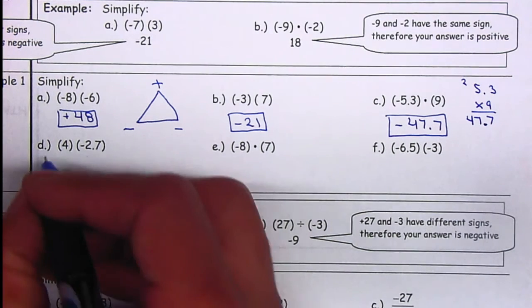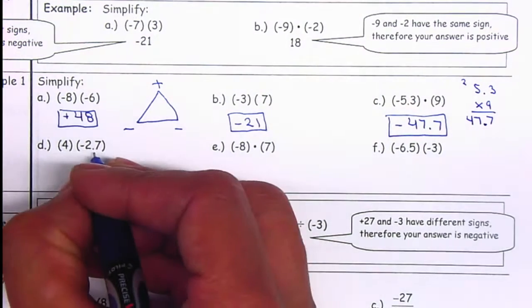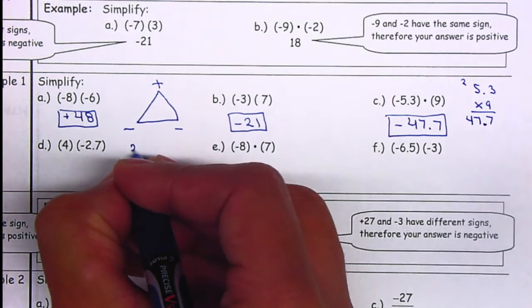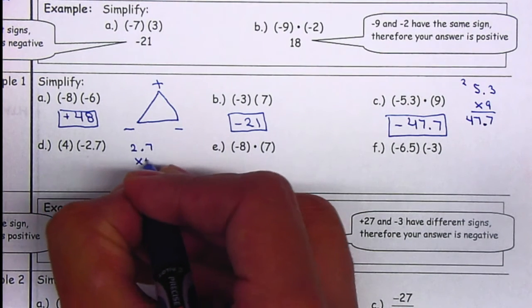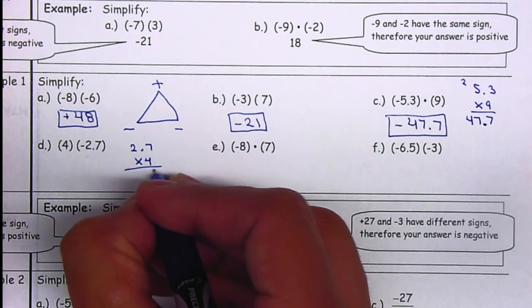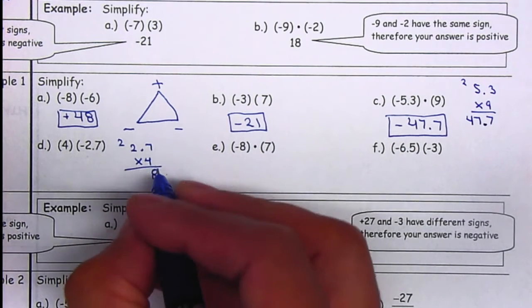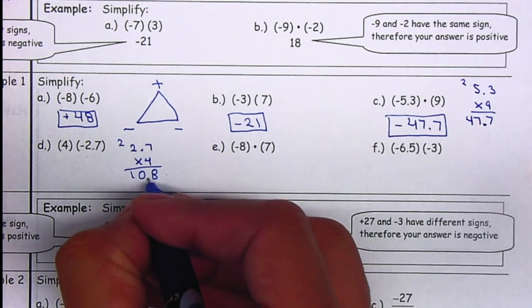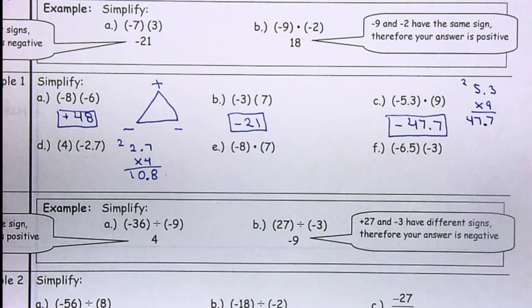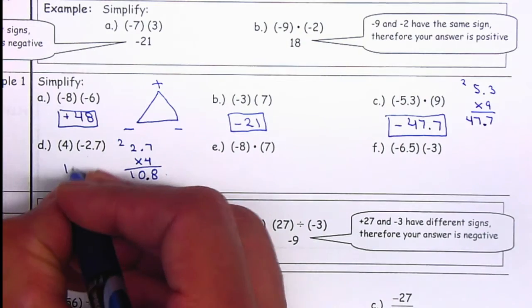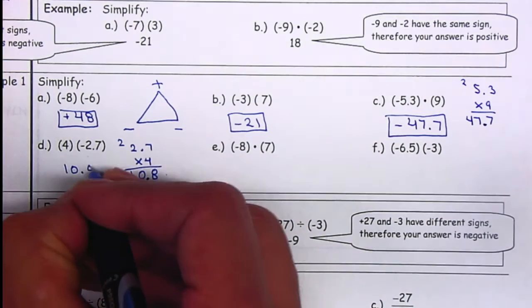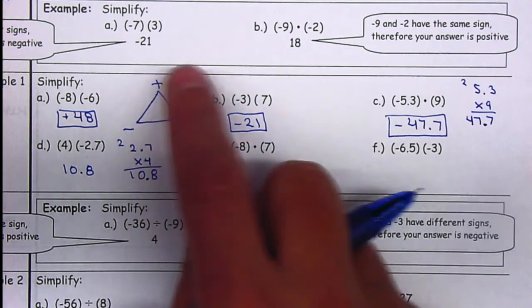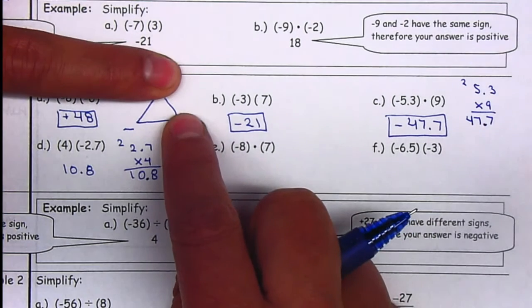For letter D, we multiply 4 times negative 2.7. So let's multiply 2.7 times 4. 4 times 7 will be 28, and we carry 2. 4 times 2 will be 8, plus 2 will be 10, and we have one decimal place. So 4 times 2.7 is 10.8. If you multiply a positive times a negative, your answer will be negative.